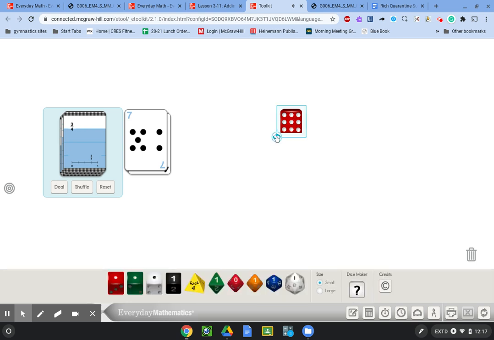7 times 5. So they'd write down 7 and 5 as their 2 factors and 35 as their answer. And when you get done a round, you add up all of your products to get your total, see who wins the round, and then you can go on and play round 2. Have fun playing multiplication draw.